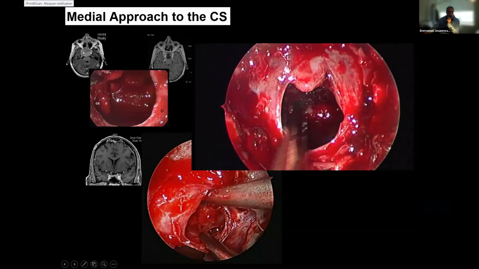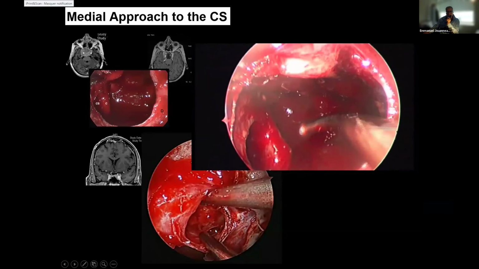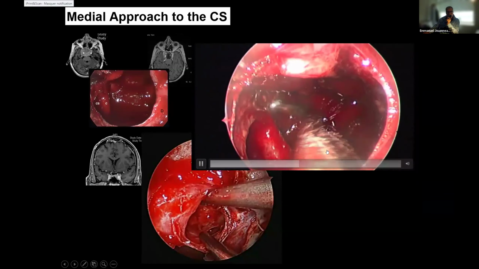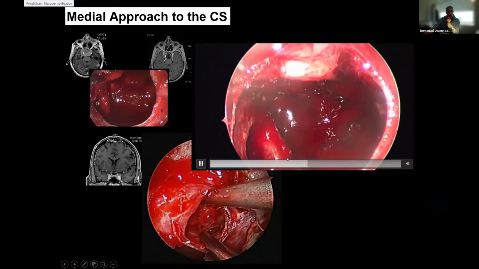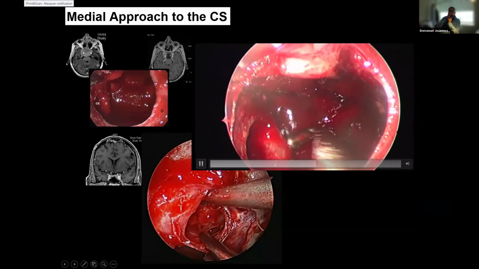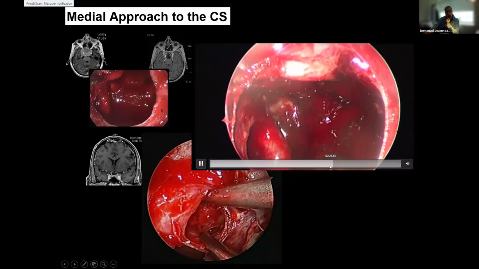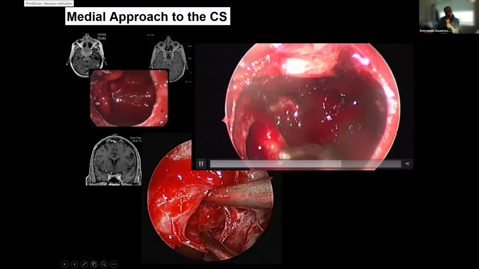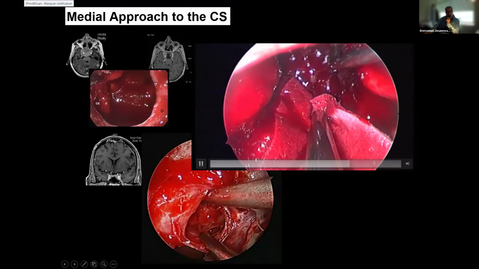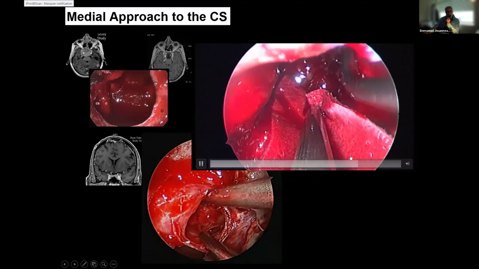It's not very difficult. You follow the tumor. You can get inside the cavernous sinus. Like in this case, it was not a secreting but a non-secreting pituitary adenoma, and we want to remove as much as possible of the tumor. You can work inside the cavernous sinus on both sides of the carotid.